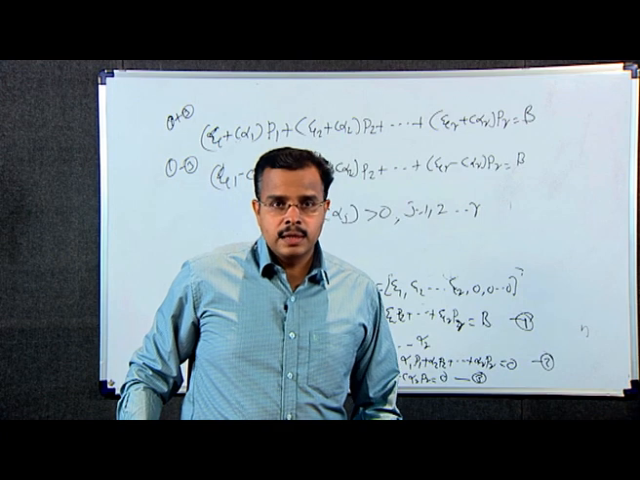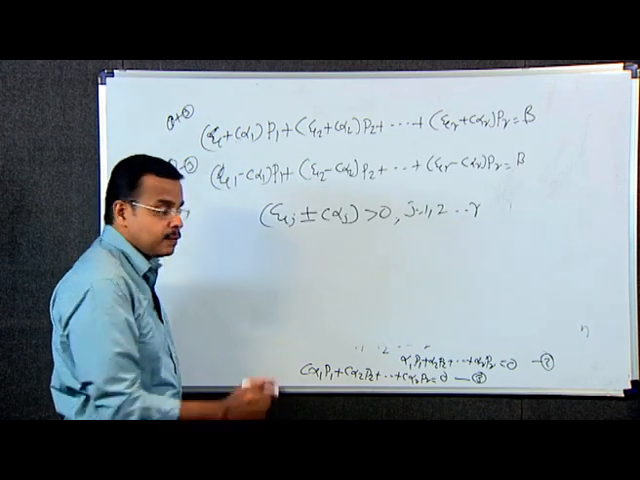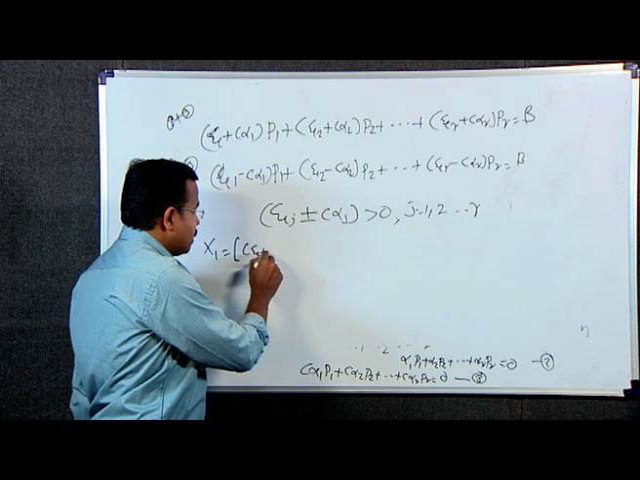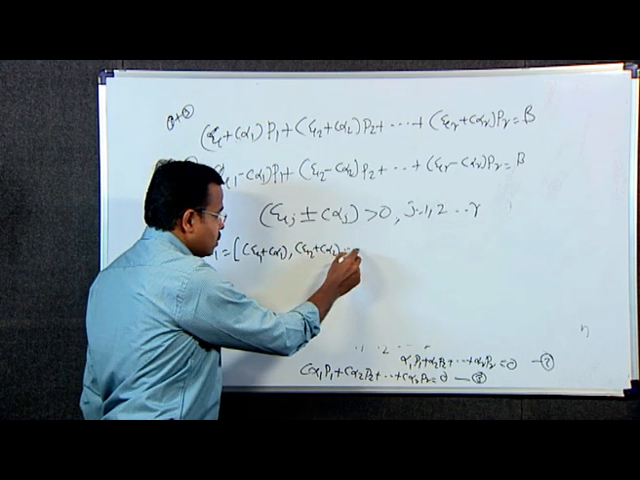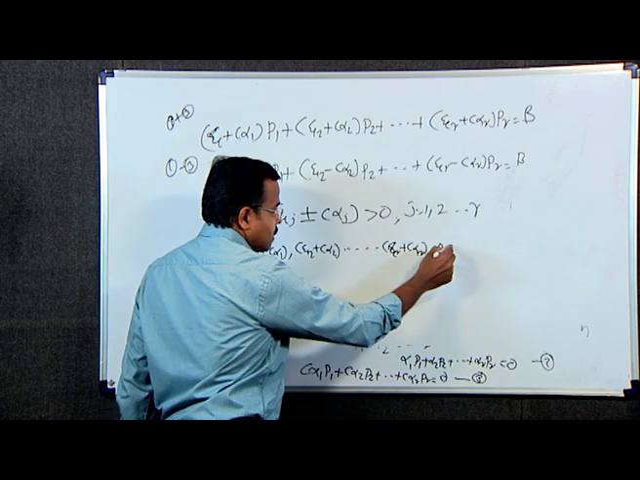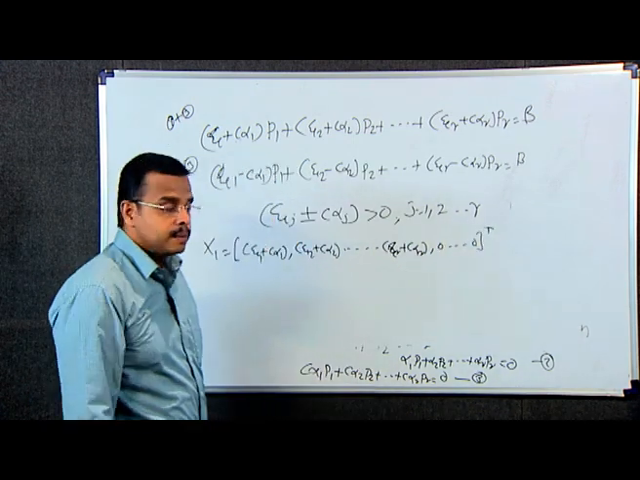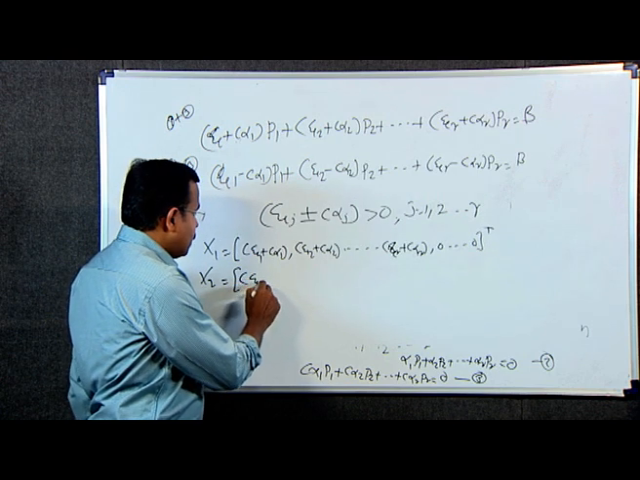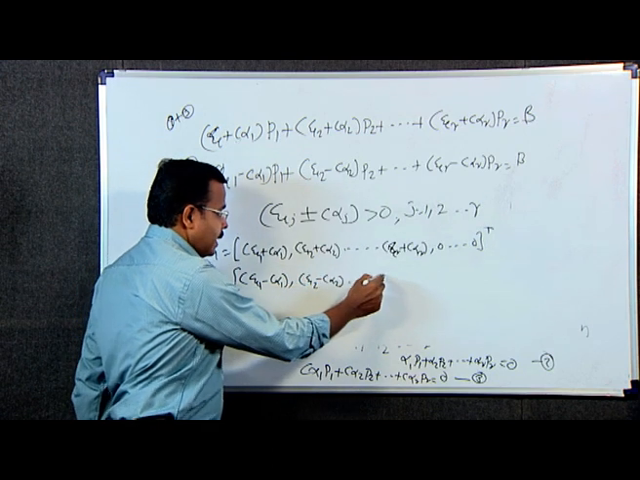Then we can conclude that x1, that is equal to the column vector containing psi 1 plus c alpha 1, psi 2 plus c alpha 2 etc. psi r plus c alpha r, 0 etc. 0, the transpose, and x2, that is equal to psi 1 minus c alpha 1, psi 2 minus c alpha 2 etc.